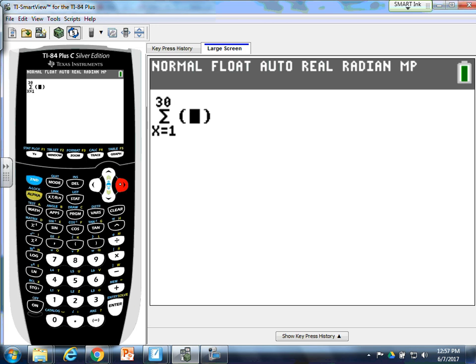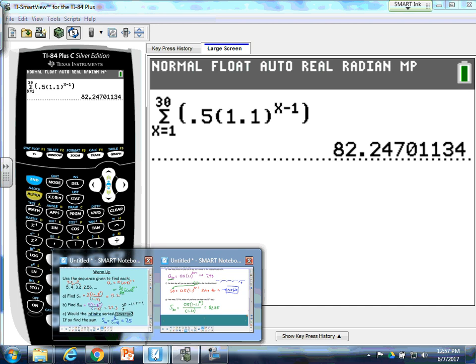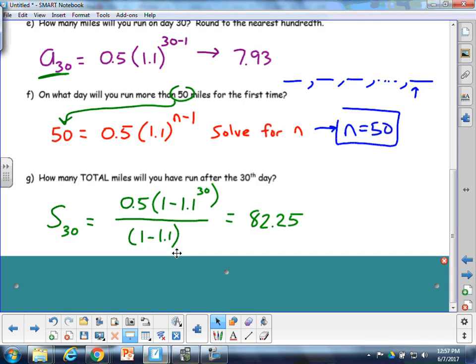And then in here, we're going to put in the explicit formula for the sequence, which was 0.5 times 1.1 to the x minus 1 power. And that's going to give us the same answer that we got two other ways. Okay, so a few options there. So that was a geometric situation because we were multiplying.